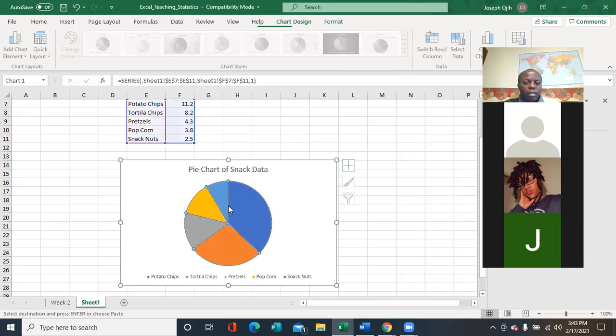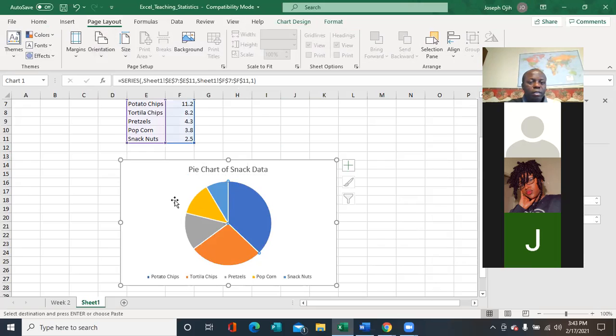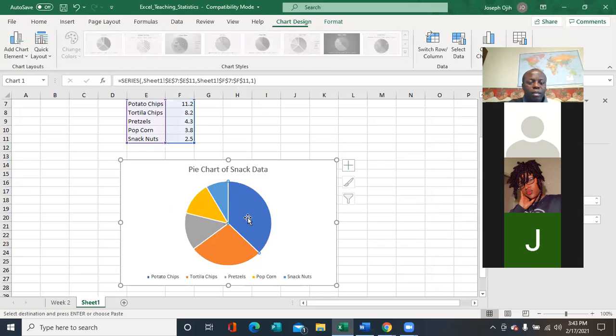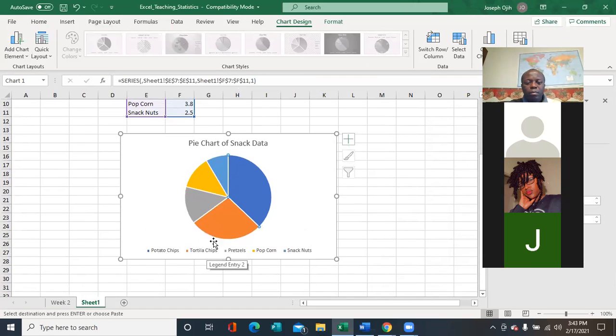So let's see why this is happening. Okay, because this place should be highlighted so that you can add the percent. See, it has already measured everything for you. You can see tortilla chips, the color for tortilla chips is right here. Then potato chip is the blue color. And then snack nuts is, I don't know what this color is, light blue. Then popcorn is the smallest, which is the orange color.